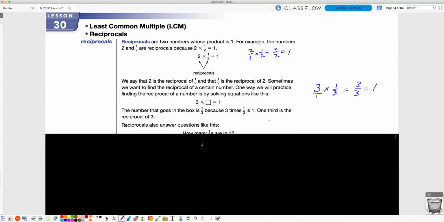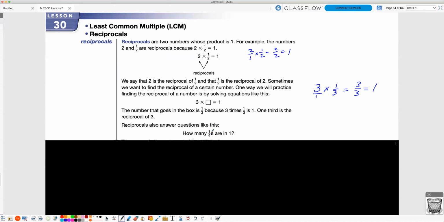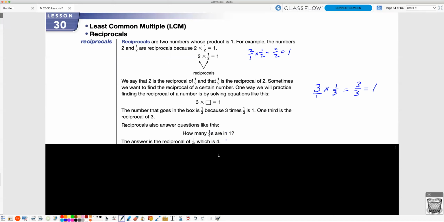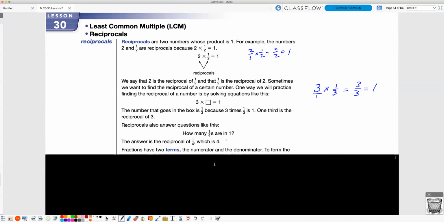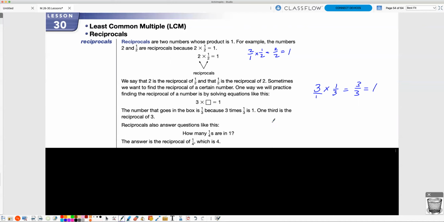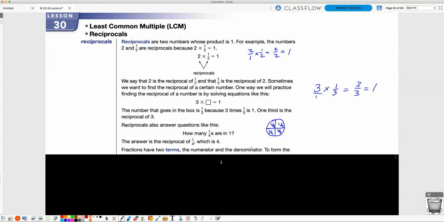Reciprocals also answer questions like this: How many quarters are in 1? The answer is the reciprocal of 1/4, which is 4. So if you look at 1 whole, and ask how many quarters are in 1, you can see that there are 4 of them. There's 1/4 here, this is 1/4, 1/4 in this one, this is considered 1/4 as well. So you can see there's 4 of them: 1, 2, 3, 4.